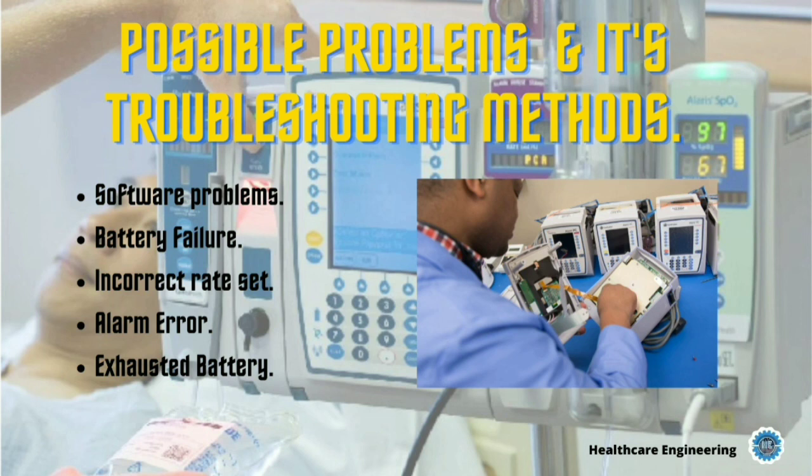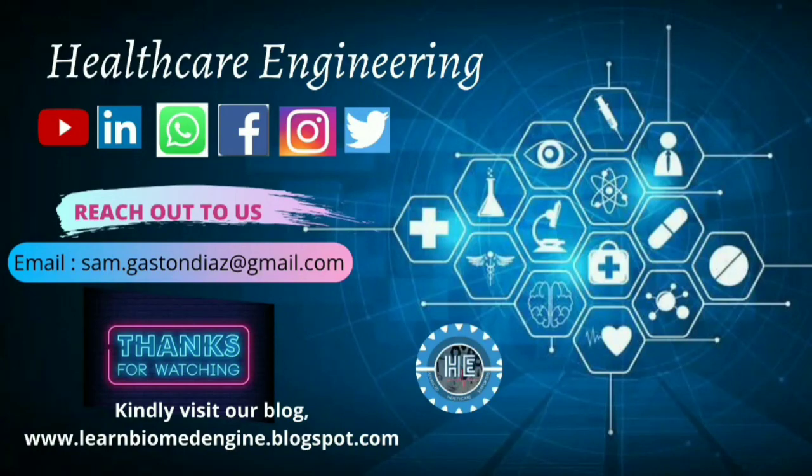Because of an exhausted battery, the pump has stopped before emptying the syringe. This error can arise. To fix that, fit a new battery, turn on the pump, confirm the syringe size and brand, and select to resume the infusion. That's all about the infusion pump.